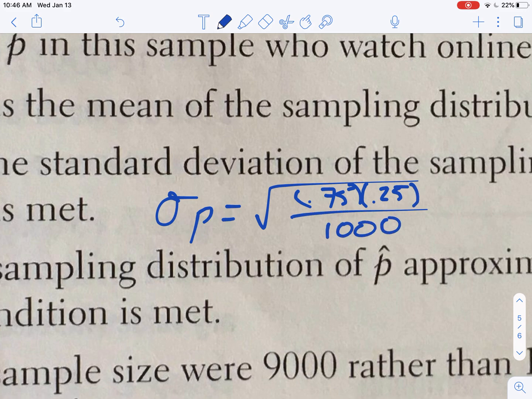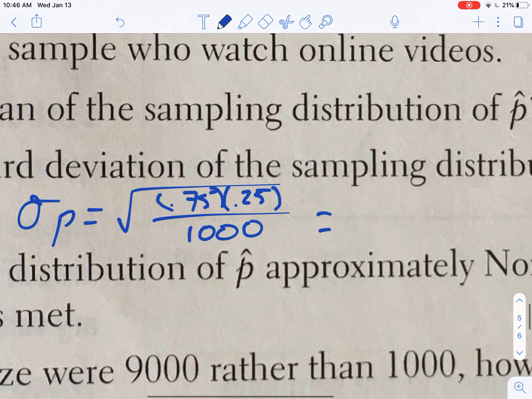So this is the standard deviation of my sampling distribution, and I'm going to be basing that on the sample size that I'm taking. So I just plug this into my calculator. You take the square root of 0.75 times 0.25, divide it by 1,000, and I'm going to find that my standard deviation here is 0.0137.